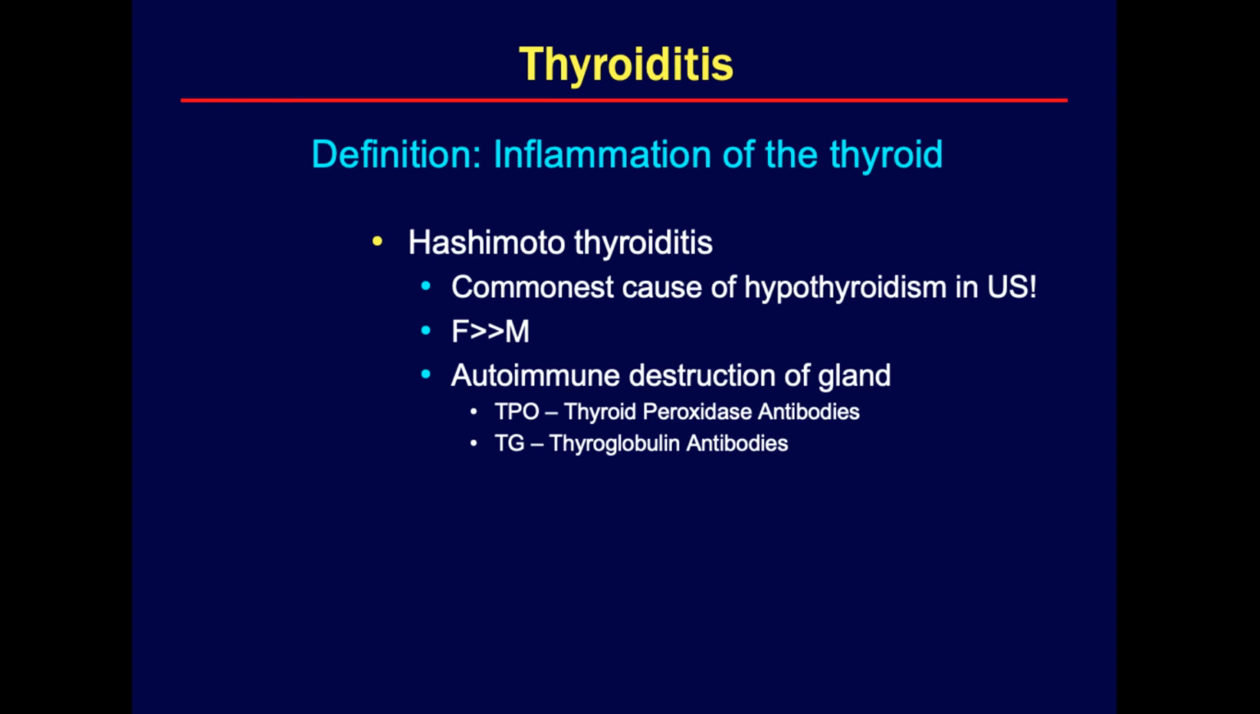So for instance, there are TPO and TG antibodies. TPO stands for thyroid peroxidase antibodies, and then TG is thyroglobulin antibodies. And of course, when a person is doing blood work, these antibodies can be tested to see if a person's hypothyroidism is actually Hashimoto's.